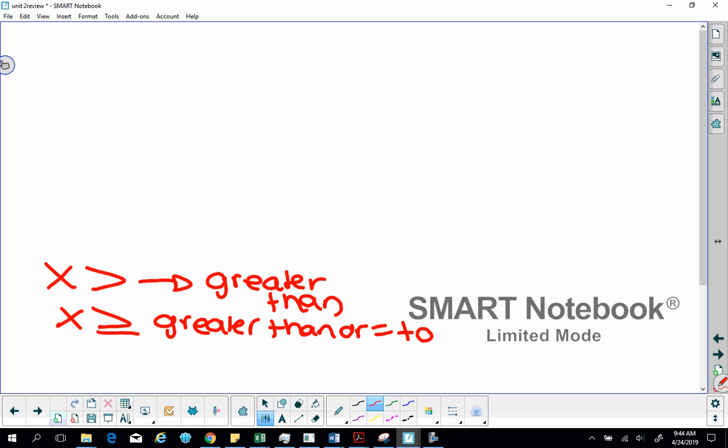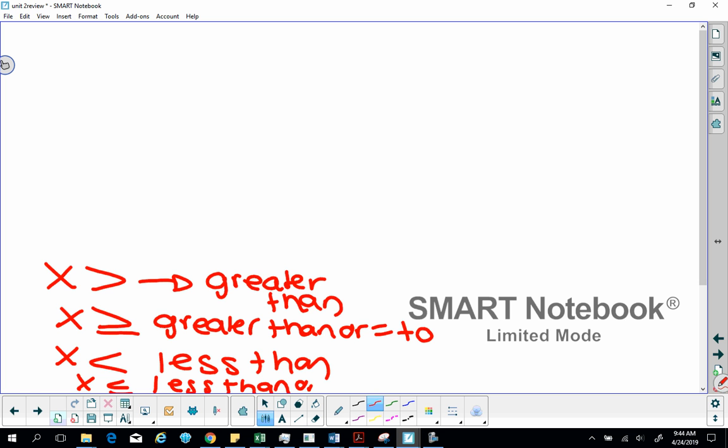So remember, you're always looking at your variable. So if your variable is being eaten, I know it's greater than. What about this one? Less than. And the next one's going to be less than or equal to. Now, when would the sign flip?